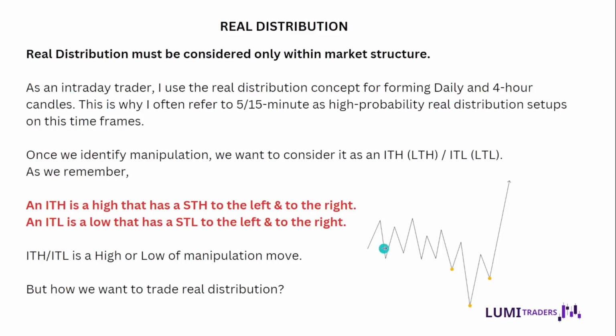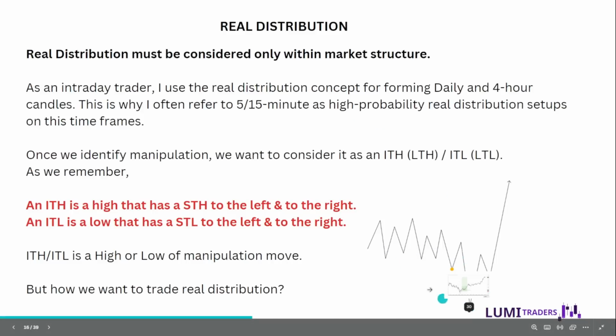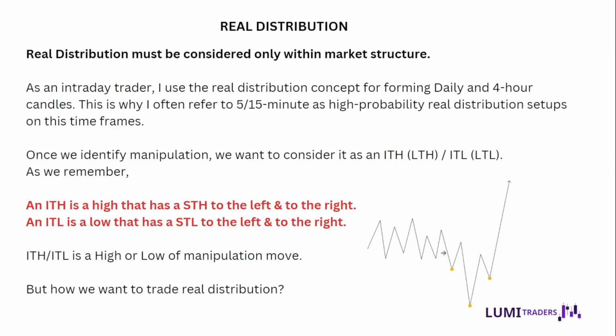So, consolidation, move down. I want to consider this move down right here as an intermediate-term low formation. As we remember from our market maker model video, an intermediate-term high is the high that has a short-term high on the left and a short-term high on the right side of the intermediate-term high. And an intermediate-term low is the low that has a short-term low on the left side and a short-term low on the right side. Basically, the intermediate-term high and intermediate-term low is the high or low of the manipulation move.